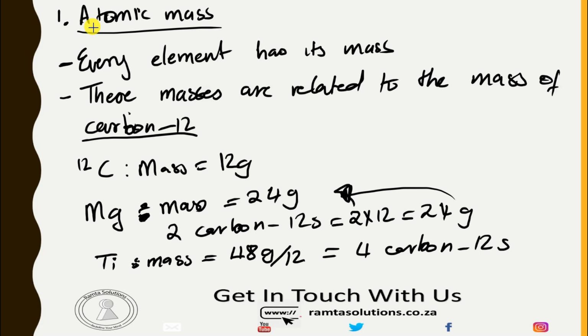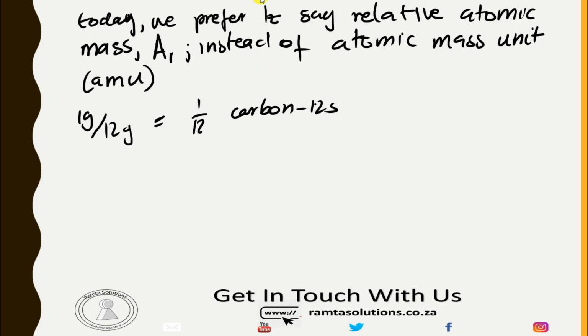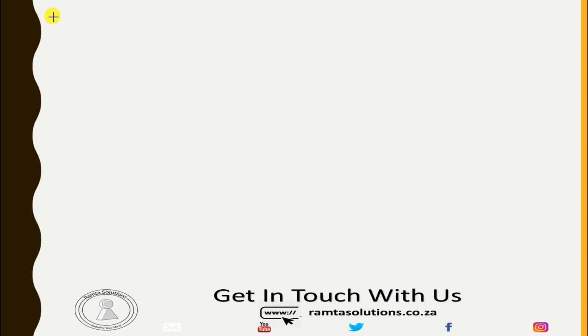So carbon 12 is just a scale and nothing else. The mass that you are seeing on your periodic table is your relative atomic mass. All right. Perfect. So now let's look at the mole.